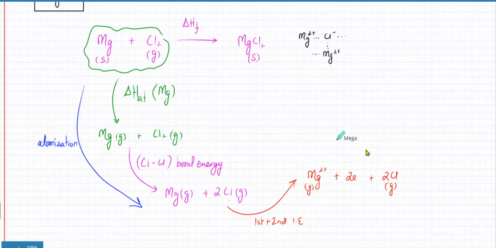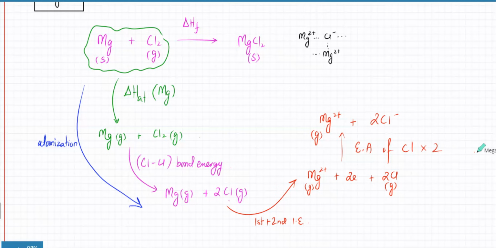And then Cl is the one that's going to gain those 2 electrons. So next step would be, Mg has already lost those 2 electrons, so Mg as it is, 2+, gaseous. And Cl would be the one that would be gaining those 2 electrons. So it would become 2Cl minus. This would be the electron affinity of the Cl atom, and that's going to be multiplied by 2.